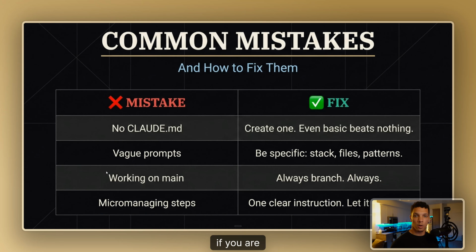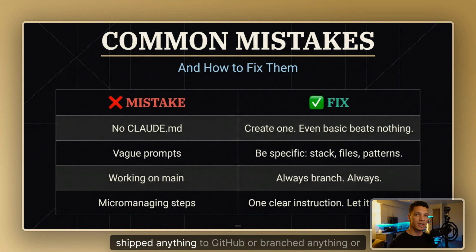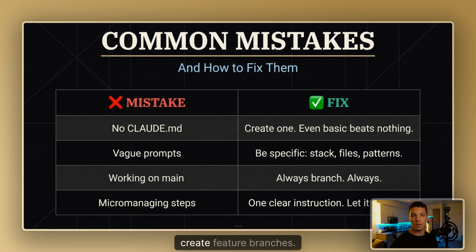Another thing, if you are new to the coding world and never shipped anything to GitHub or branched anything or forked any code, it can be scary to play with these features, to create feature branches. It's important and very common practice for a reason to always branch before you ship to main. This is a habit that I have had to break, and it makes sense once you start utilizing.